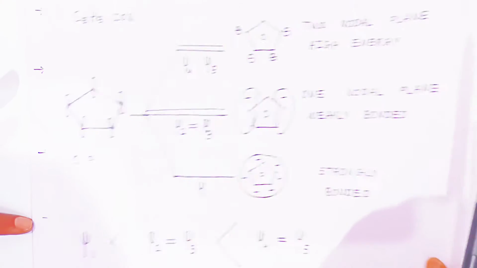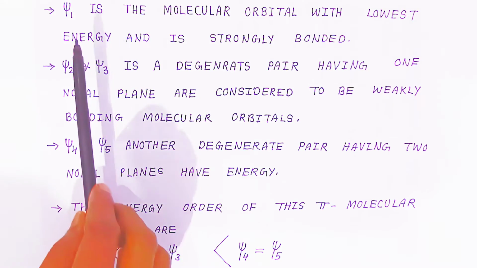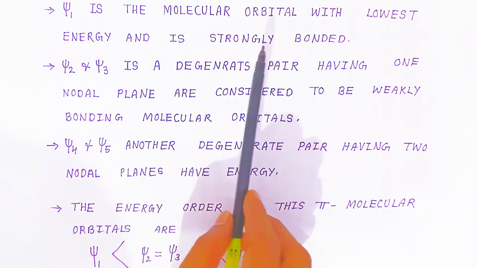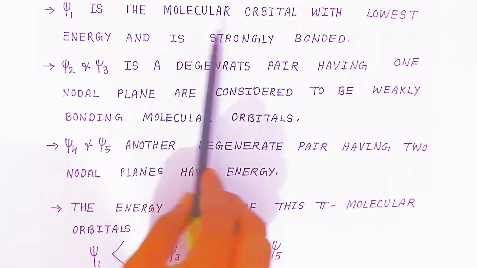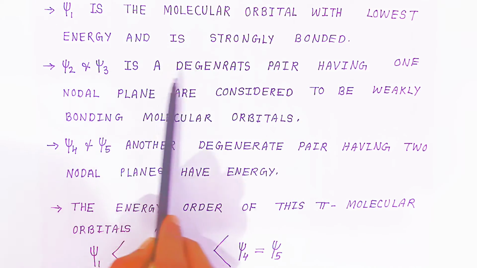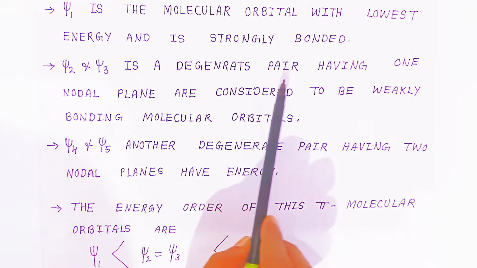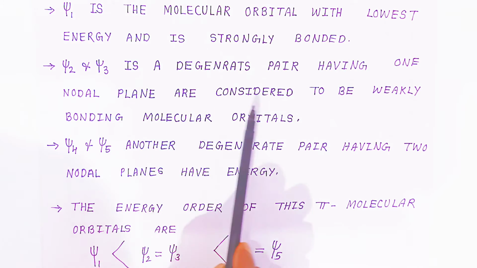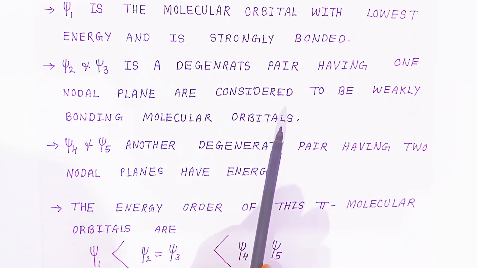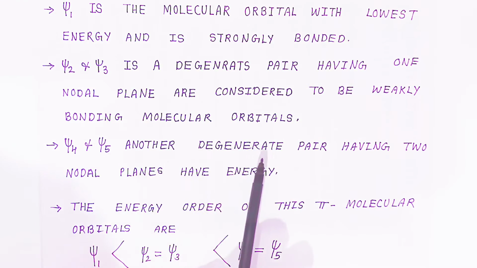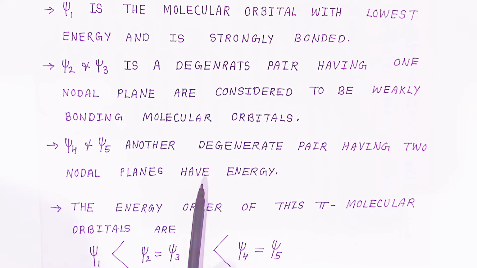Understanding, now students, psi 1 is the molecular orbital with the lowest energy and is strongly bonded. Because of the lowest energy level, it is more strongly bonded. Psi 2 and psi 3 are a degenerate pair. Degenerate means they have the same energy level. The pair having one nodal plane is considered to be weakly bonded molecular orbitals. Coming down to psi 4 and psi 5, the degenerate pair having two nodal planes have high energy.